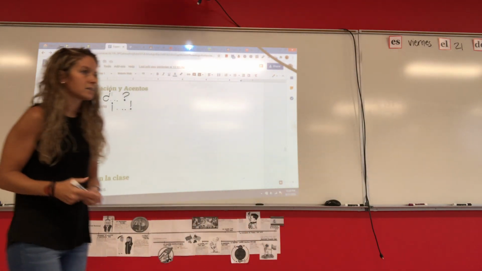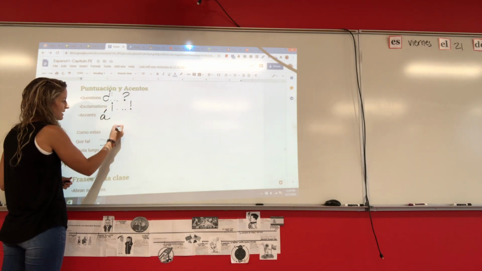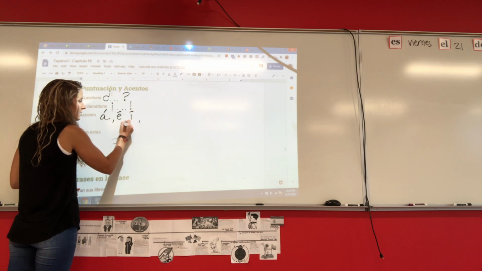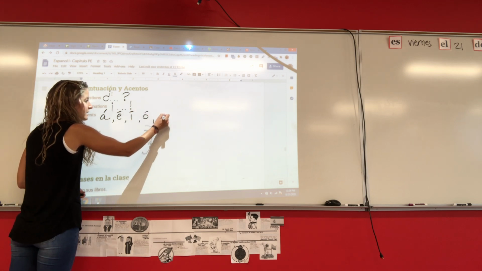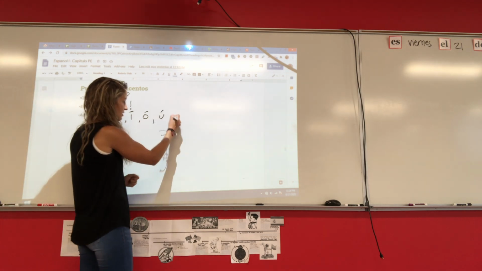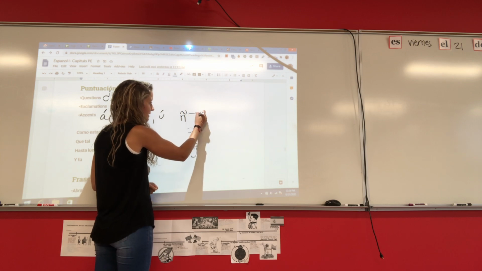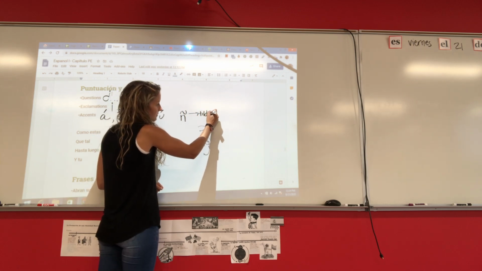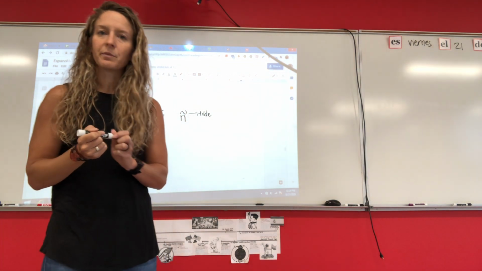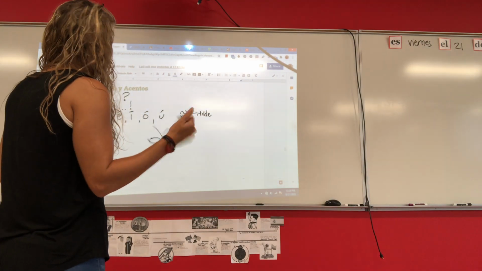Accents. Our accents are over our vowels, A, E, I, O, and U, with those little slashes. All right, and then we have the tilde, that squiggly line. That goes over the N because it makes that N-Y sound, so it's like a letter from our alphabet.